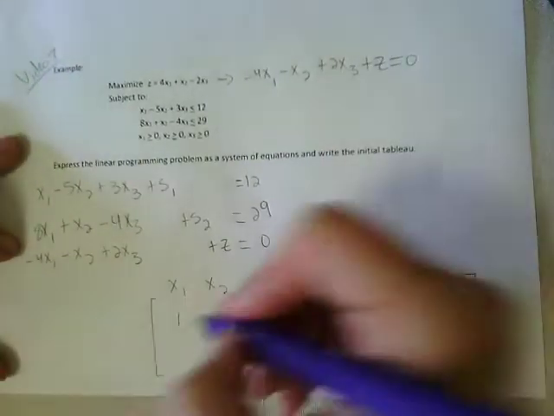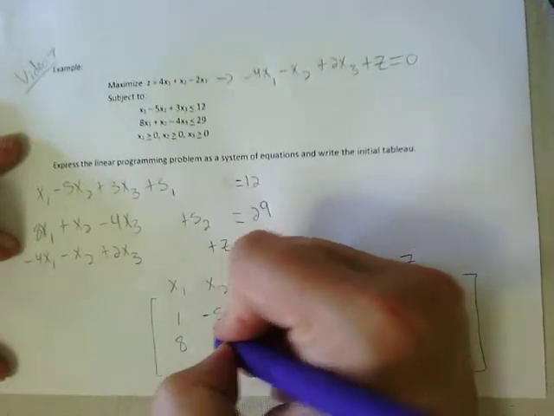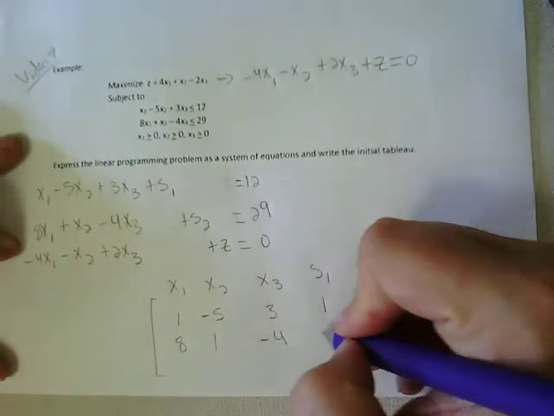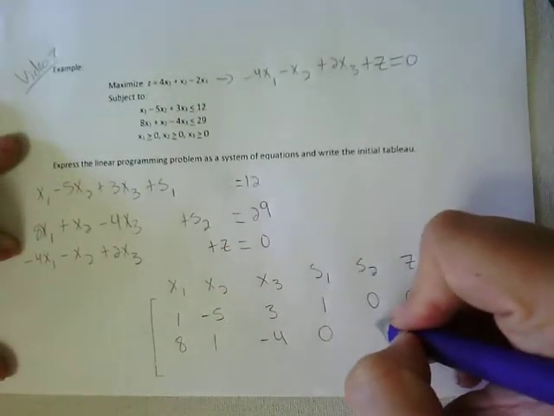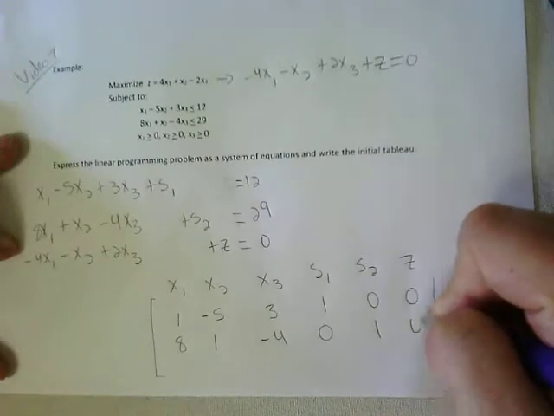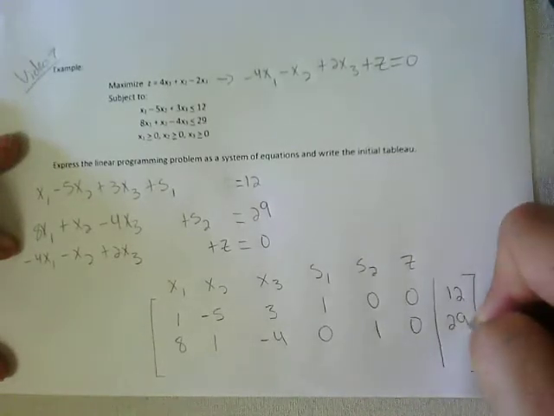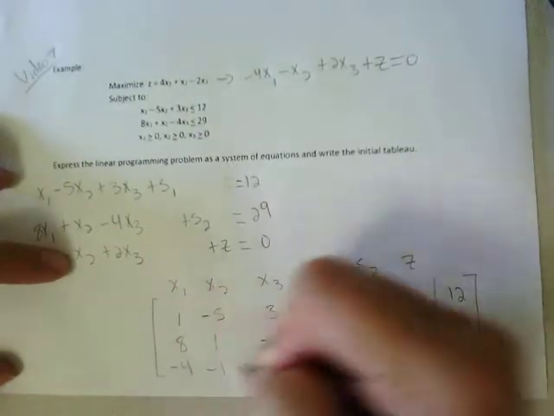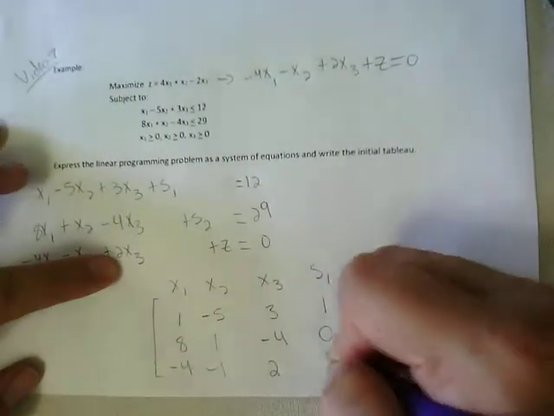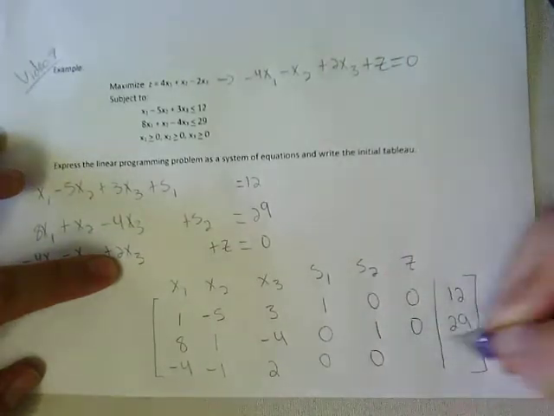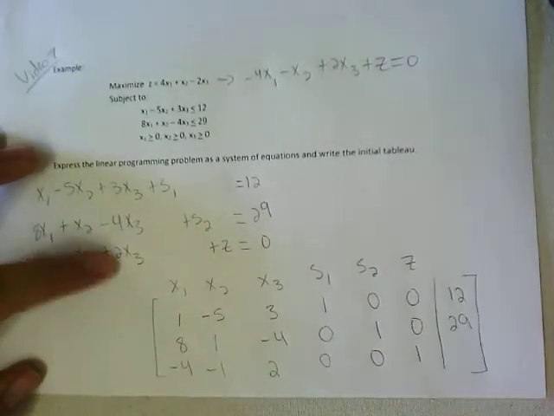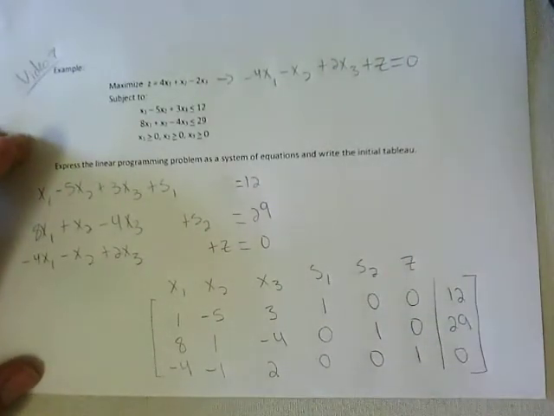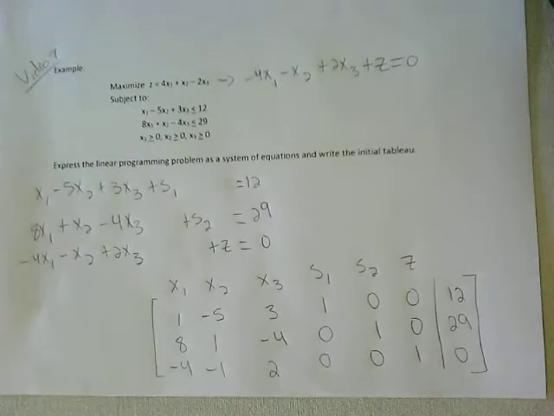Then I've got 8, 1, negative 4. I don't have s1. I do have s2. I do not have z. Equals 29. And then finally, negative 4, negative 1, 2. I do not have s2 or s1, but I do have z. And that all equals 0. So that is my initial simplex tableau.